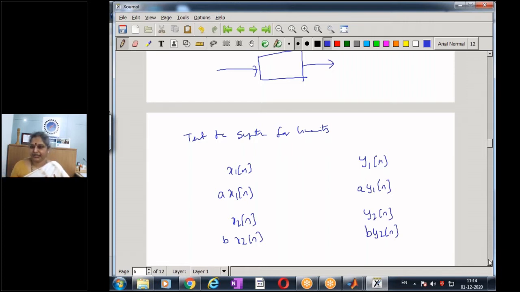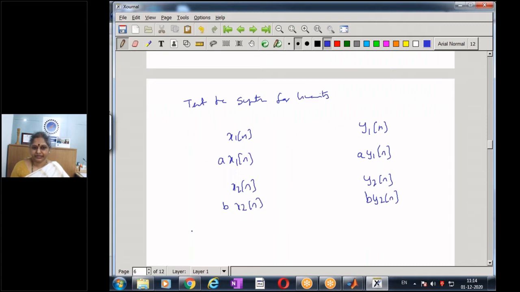Then I need to give the sum a times x1[n] plus b times x2[n]. Okay, this is also possible. And then I need to compute the corresponding output and check if my output is a times y1[n] plus b times y2[n]. This is what I need to do.